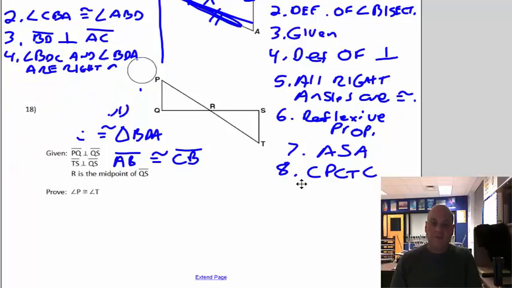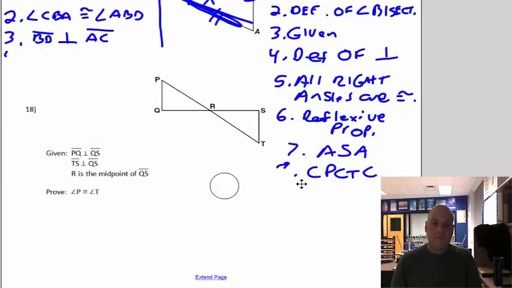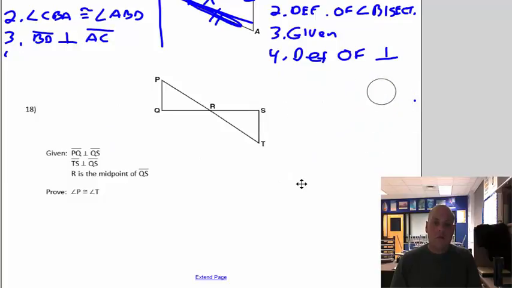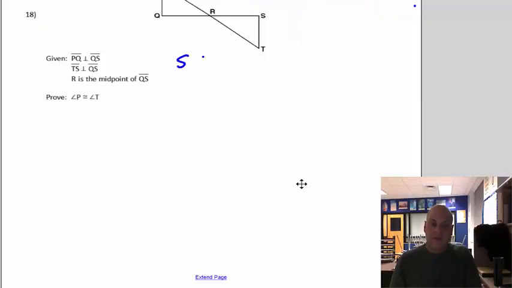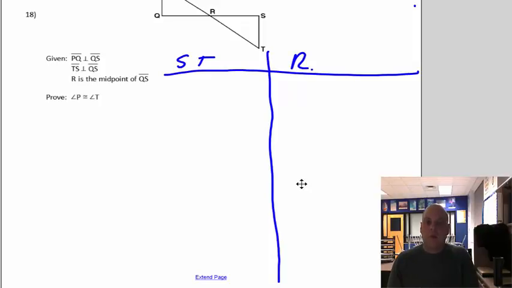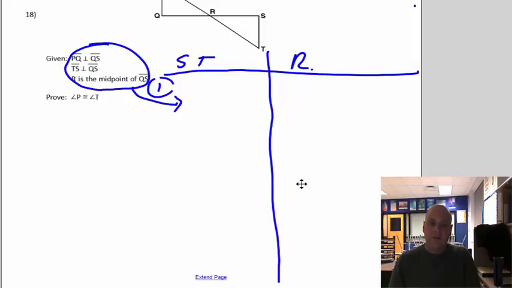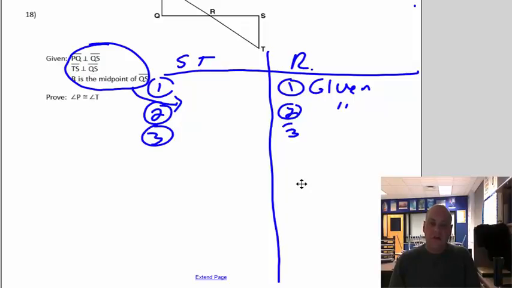This one's very similar. So we have, I can extend my page now. So we have statements, and we have reasons. Number one is PQ. I'll tell you what, to save you time in the video, I'm just going to put this right here, I'm going to draw an arrow to save us time. Obviously, the reason is given. Statement 2 is also given. Statement 3 is also given.